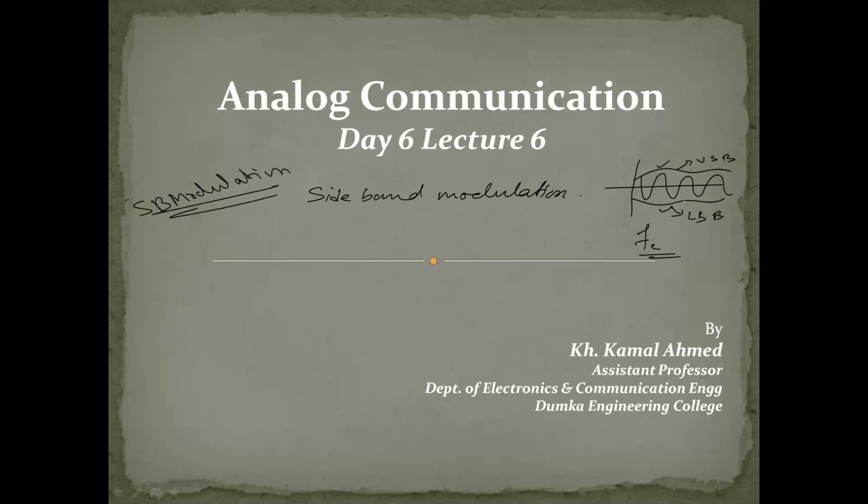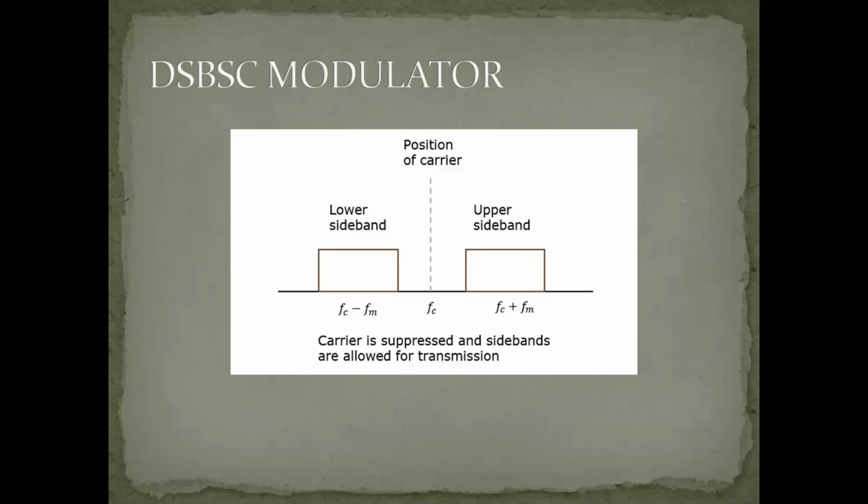Whenever I am going to represent any kind of modulated signal in sideband representation, since it has two sidebands, that is the upper sideband and the lower sideband, it is known as double sideband. DSB stands for double sideband, and SC stands for suppressed carrier. So the carrier signal is lying within this double sideband with no information.